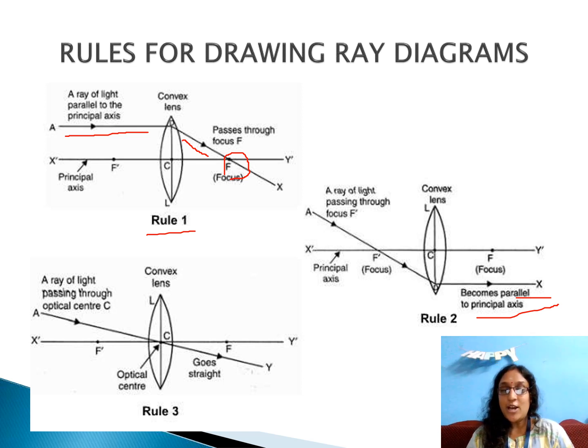Okay. So, what will be your rule number 3? Whenever a ray of light passes through your optical center, as I mentioned before, it just goes straight without any change in its path. Got it? So those are the 3 rules I told you in a statement, and this is your ray diagram. Keeping this ray diagram, we are going to learn the different positions of the image and the object for your convex lens.